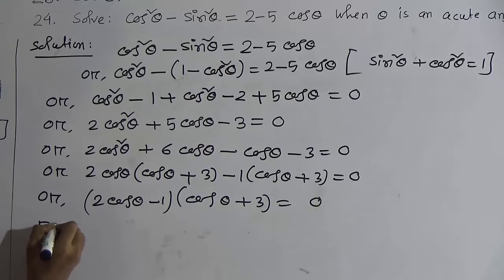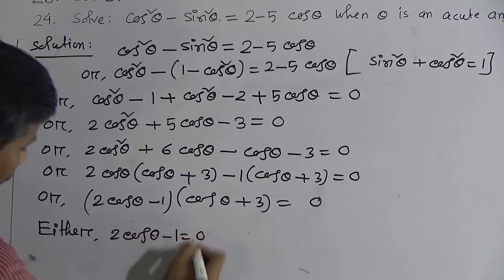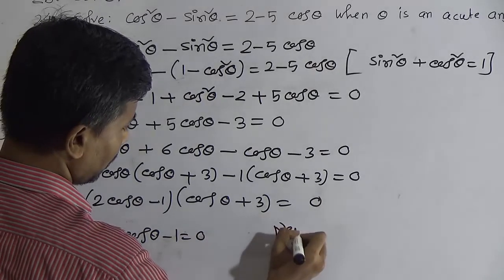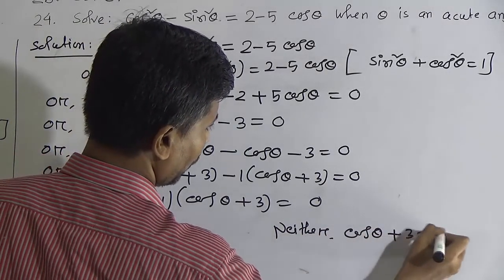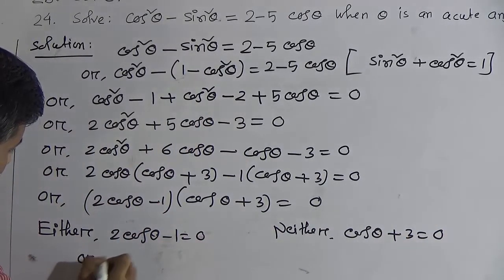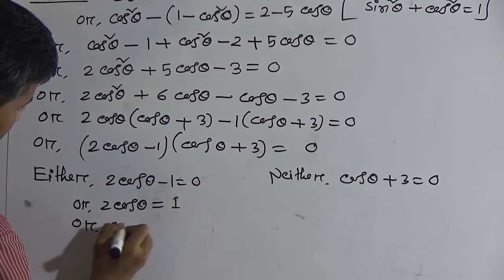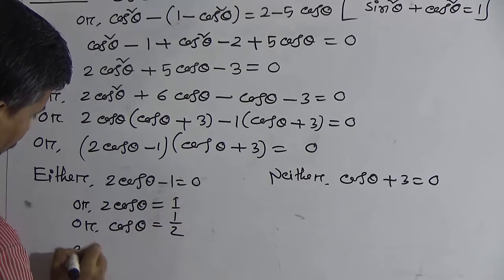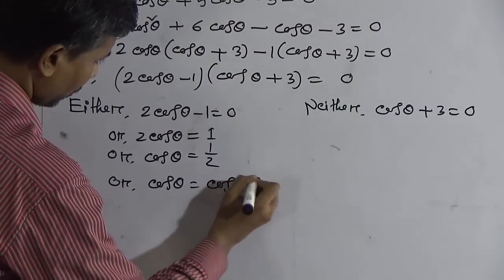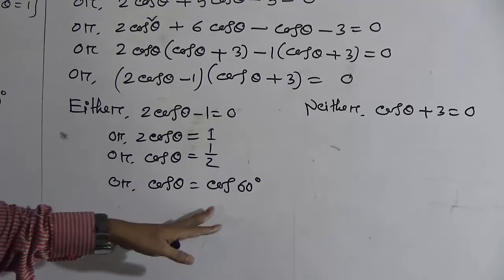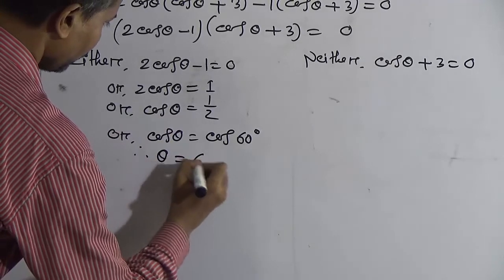Right, either 2 cos theta minus 1 equal to 0, or cos theta plus 3 is equal to 0. Here, 2 cos theta equal to 1, or cos theta equal to 1 by 2. We know cos of 60 degree equal to 1 by 2, so cos and cos vanish, and we get theta equal to 60 degree.